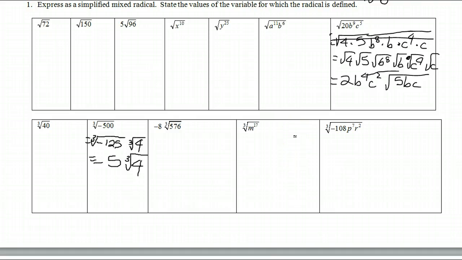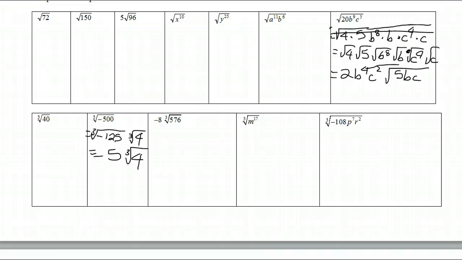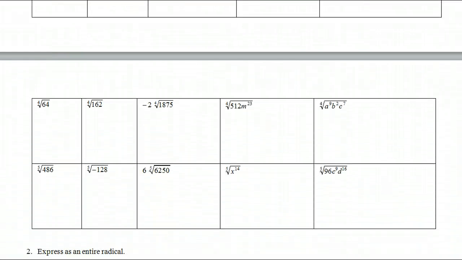Okay, so just what you did before, writing it as the product of things that have roots. What root? The root that you're looking for. Square roots up here and cube roots down here. Okay, and we'll go on.